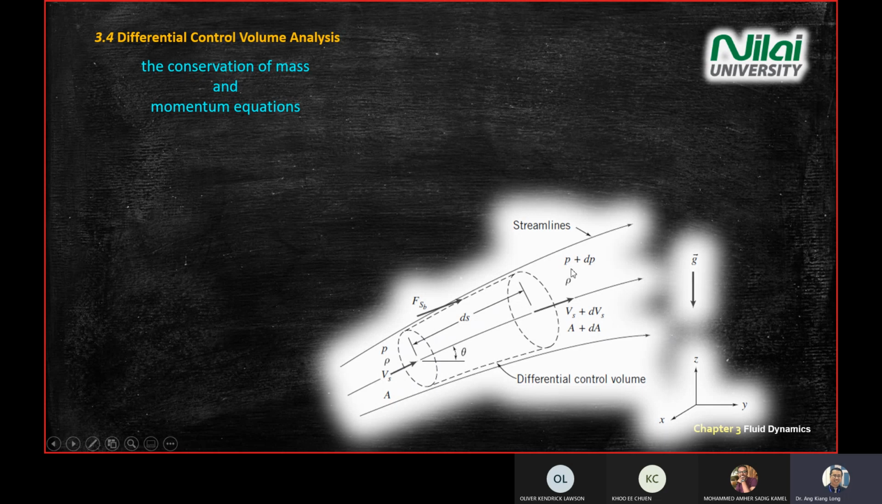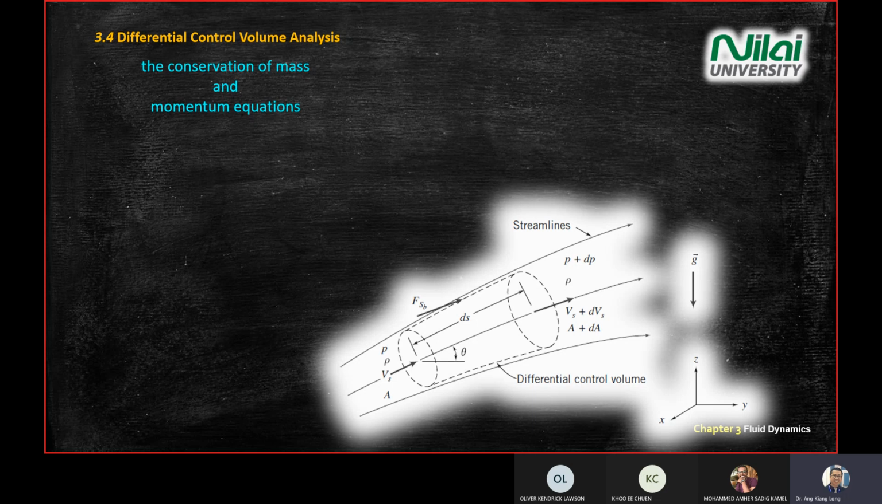So we see that there is a change of pressure. We write pressure P plus dP at this cross section, and the rho in this case does not change, because this is the limitation of the Bernoulli equation. So when we derive the Bernoulli equation, we have to take note that the density inside our control volume does not change. Okay, so this is the main key point when we derive the Bernoulli equation.